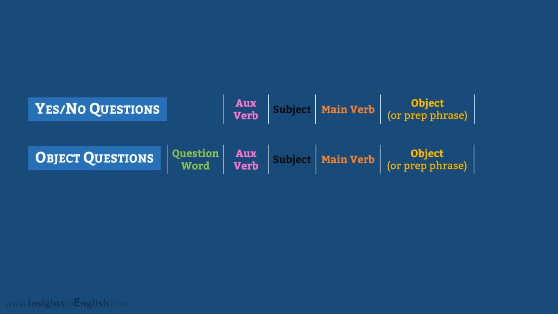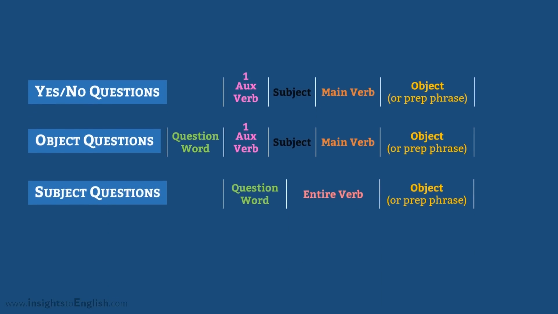Let me add one more note, though. For both yes-no questions and object questions, in the auxiliary verb column, we need exactly one auxiliary verb. What if the verb has multiple auxiliaries? Then only the first one goes in the pink column. The rest go together with the main verb. Okay, but what if you don't have any auxiliary verbs? That's what the word do is for. It's like a spare auxiliary verb. We add it when we don't already have one. Got it. Let's move on to subject questions.